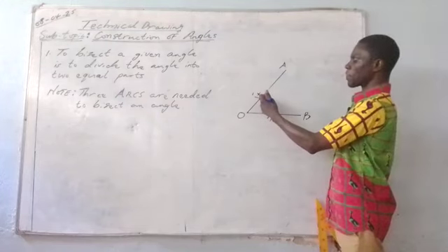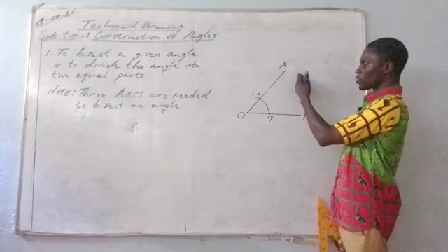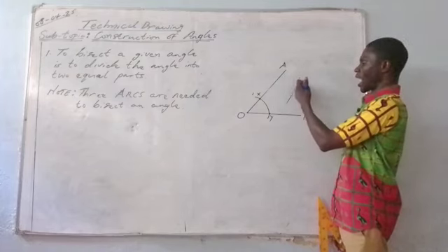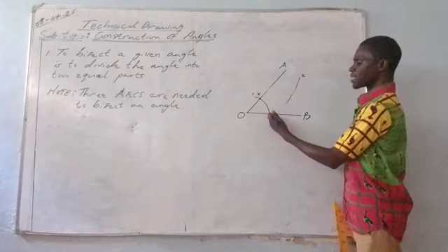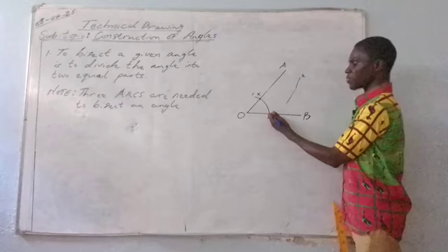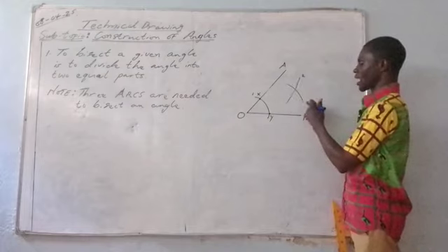We keep the spin point of the compass at this point X, and we extend it to any convenient radius. So we draw an arc. This is arc 2. Then, putting the same radius with the pin point at this point Y, we draw the third arc. So this is arc 3.